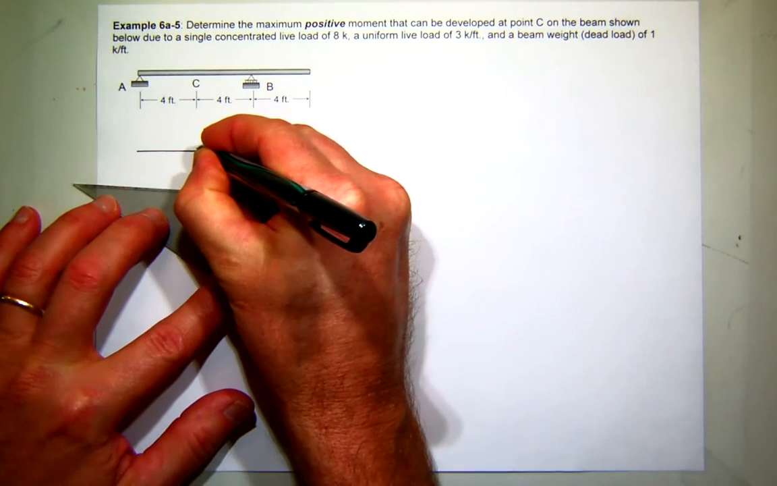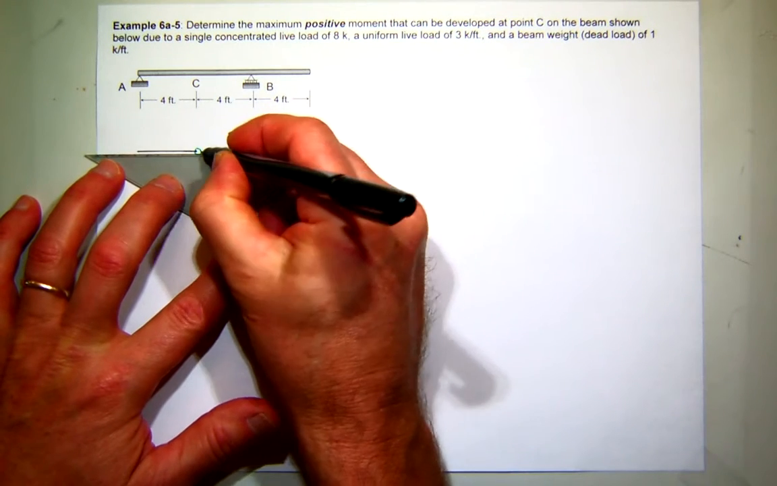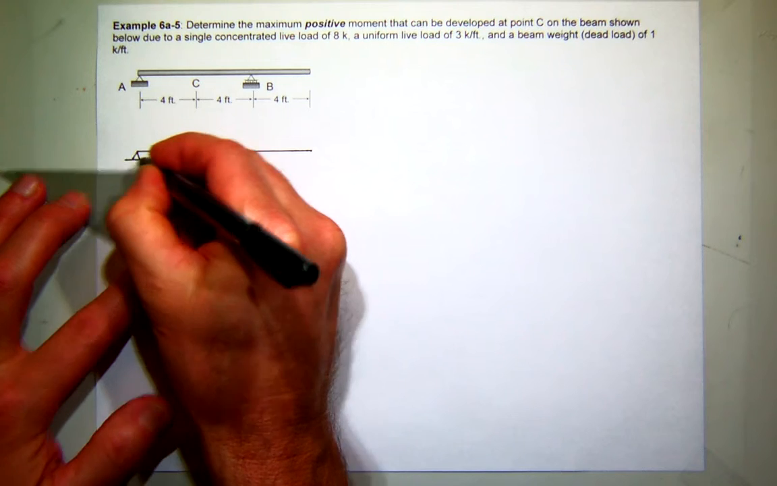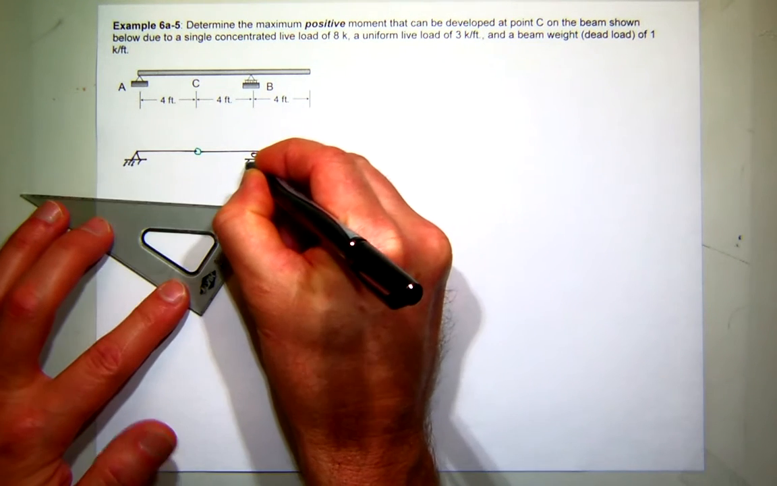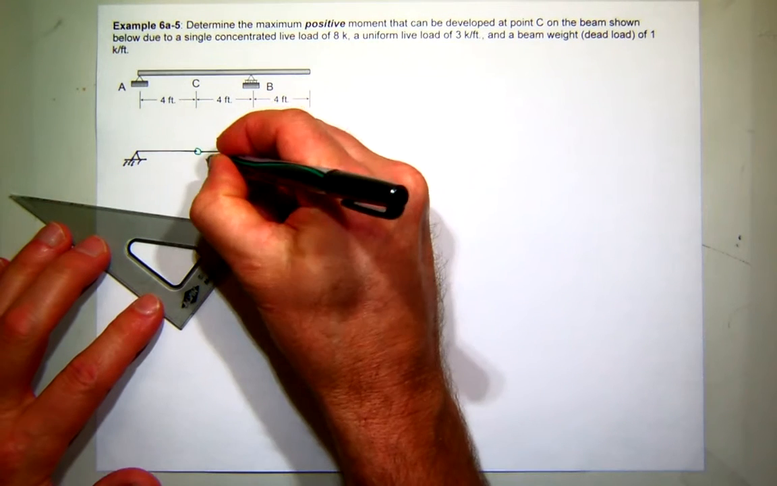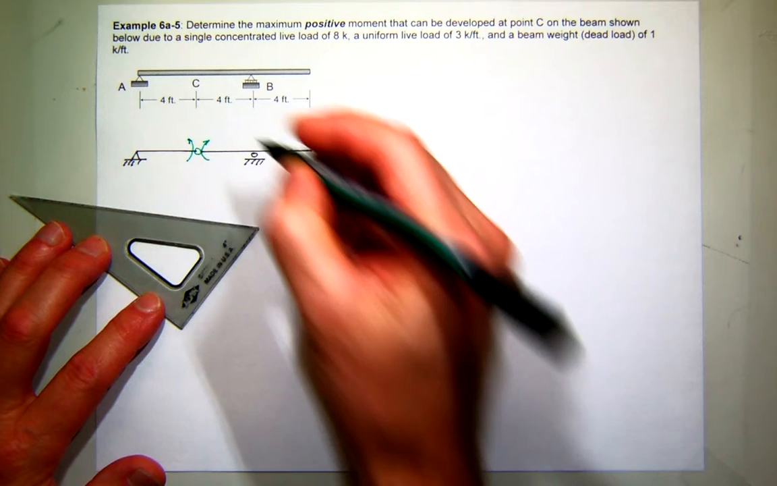fake hinge in the structure. We've got a pin at A and a roller at B. And remember, part of this Mueller-Breslau principle is that we act on the thing, which in this case, since we're looking for moment, we apply moment. So how would this structure behave?